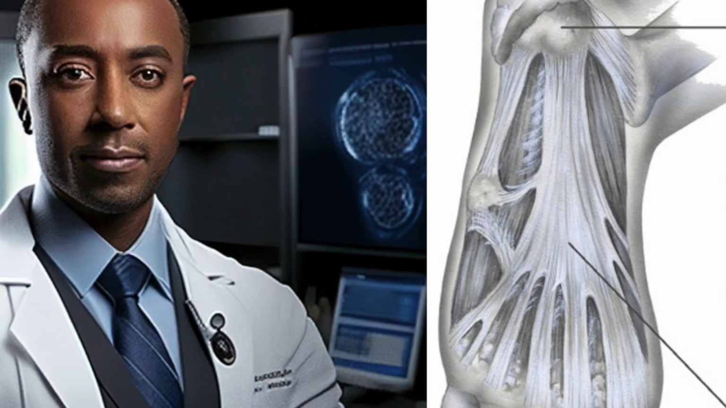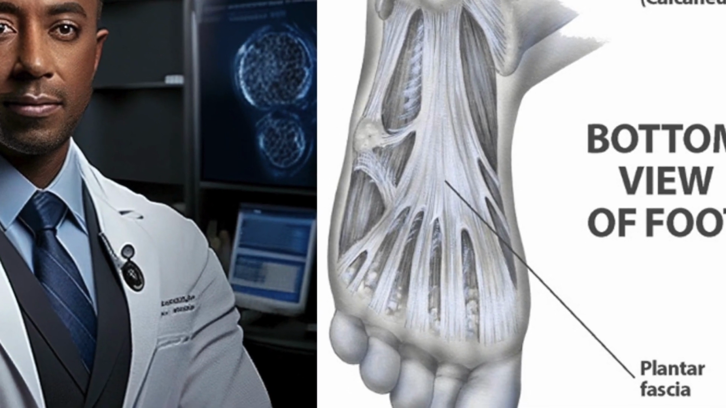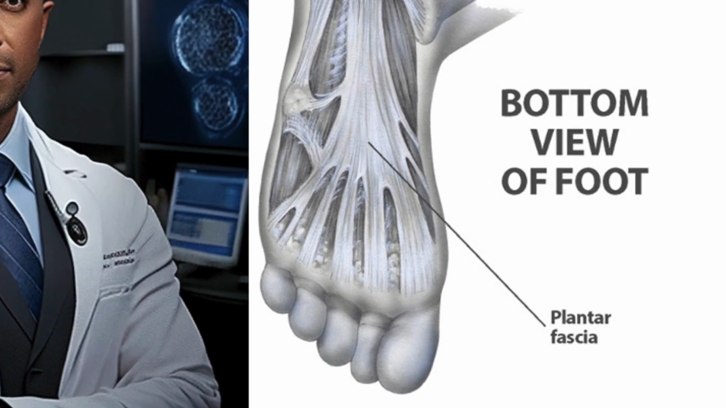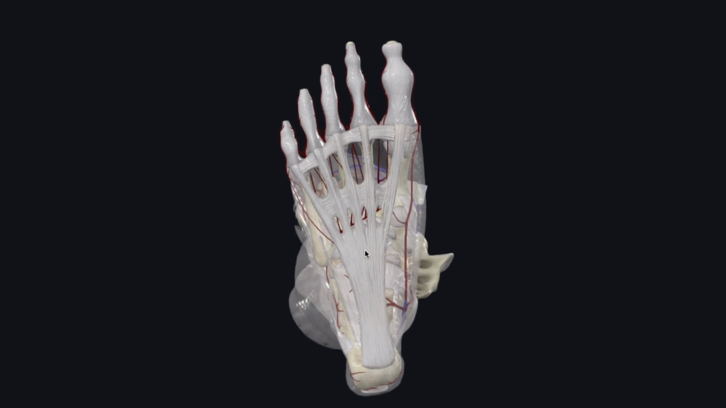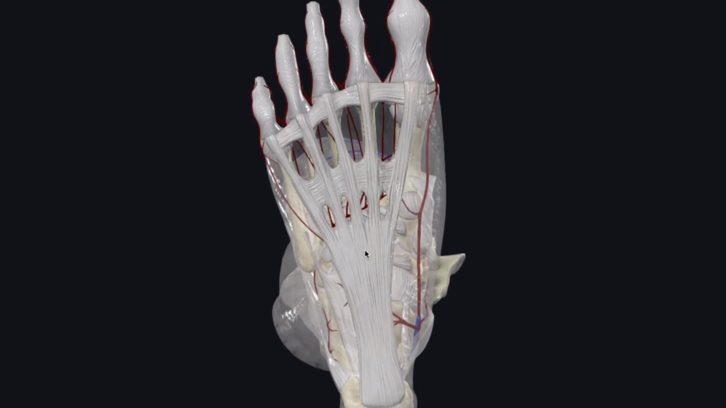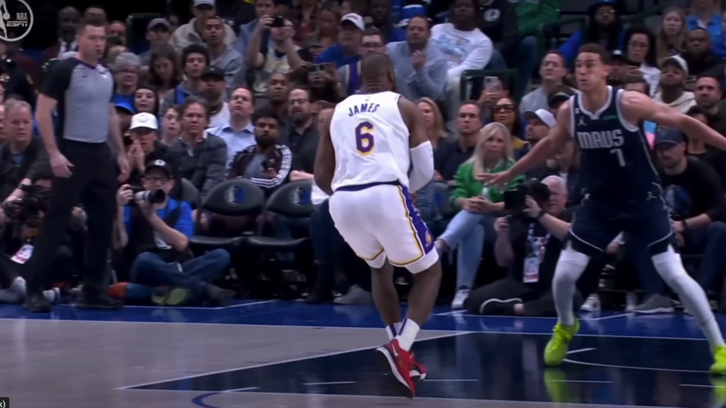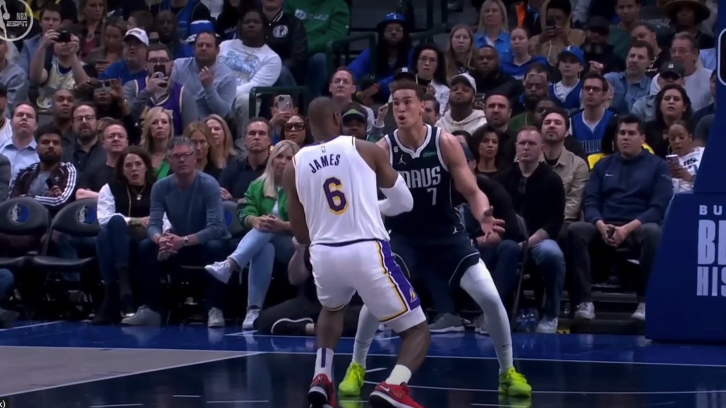Assuming that LeBron has a partial plantar tear, let's take a closer look at the anatomy of the plantar fascia. The plantar fascia is a thick band of tissue that runs along the bottom of the foot from the heel to the toes. Its main function is to support the arch of the foot and help absorb shock during activities like running and jumping. When the plantar fascia is overstretched or torn, it can cause pain and inflammation, leading to a partial or full plantar fascia tear.